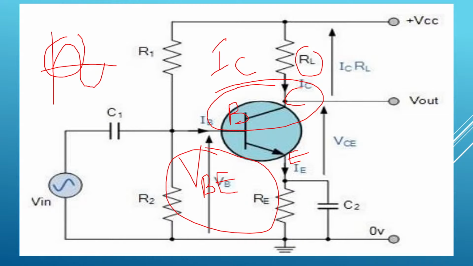The voltage gain of this common emitter amplifier usually varies with the signal frequency. Means as signal frequency varies, the voltage gain of the common emitter amplifier will also vary. So now let us see the characteristics, the curve drawn between voltage gain and signal frequency of this amplifier.